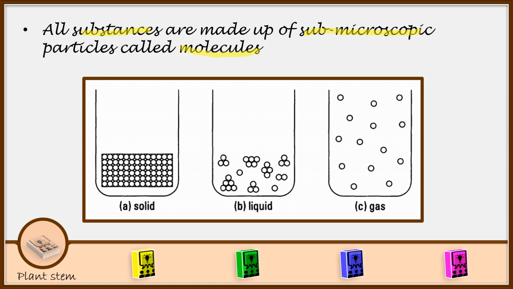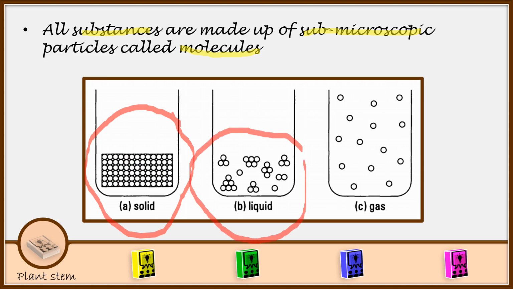Here we have the solids. They are made up of tightly packed particles. You can see the particles are tightly packed over each other. We have the liquids. In the liquids, the particles are a little bit separated from each other, so there can be an easy flow. And we have the gases. For the gases, you can see that they are sparsely distributed, far away from each other.